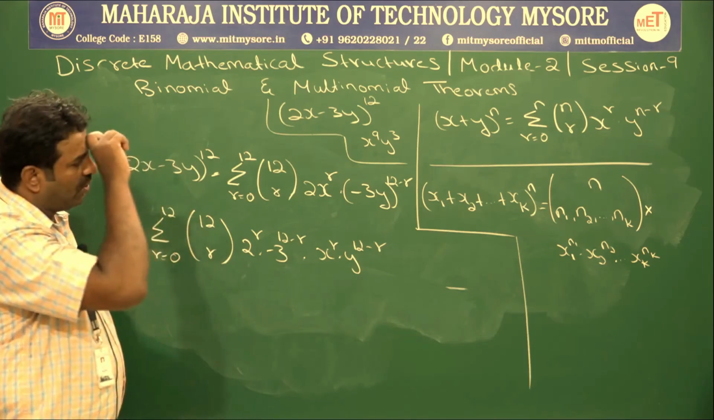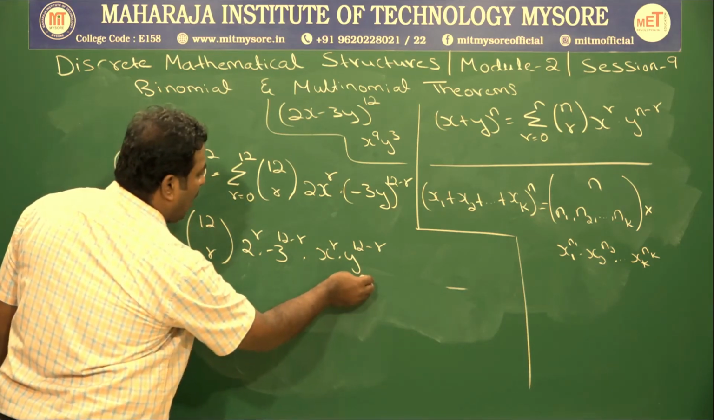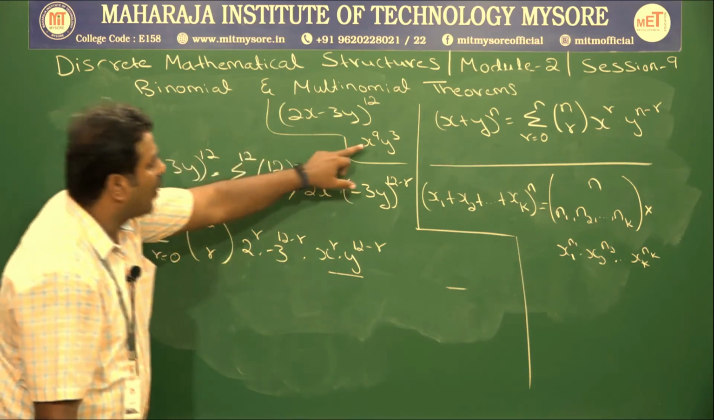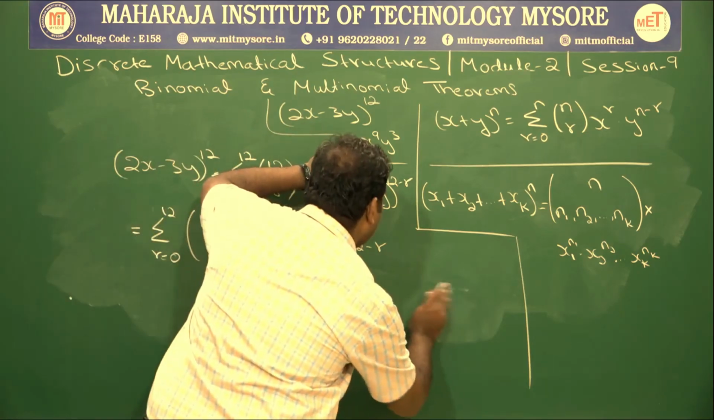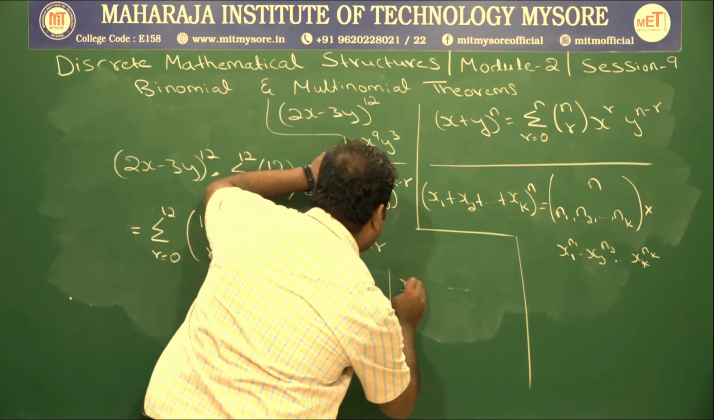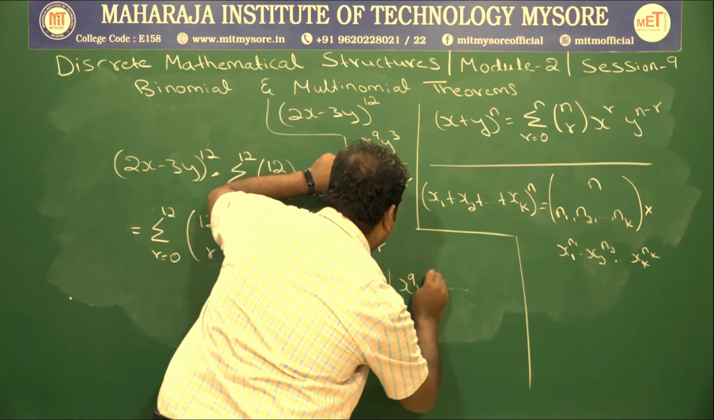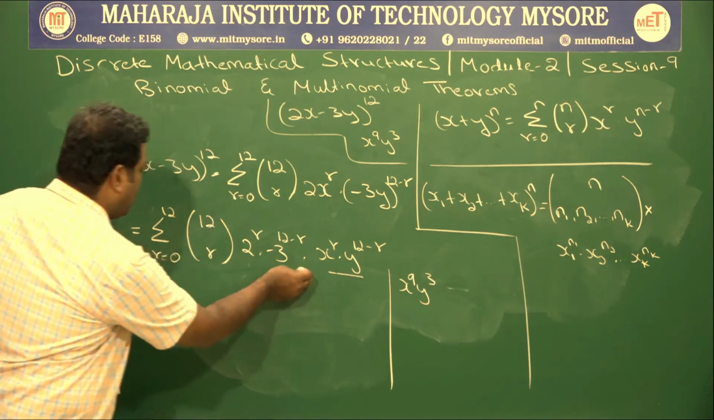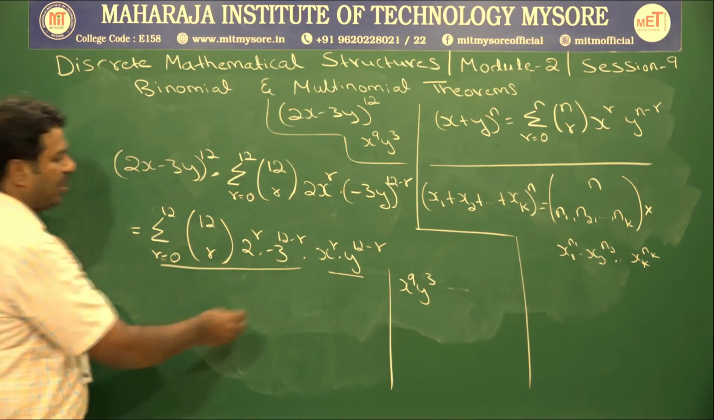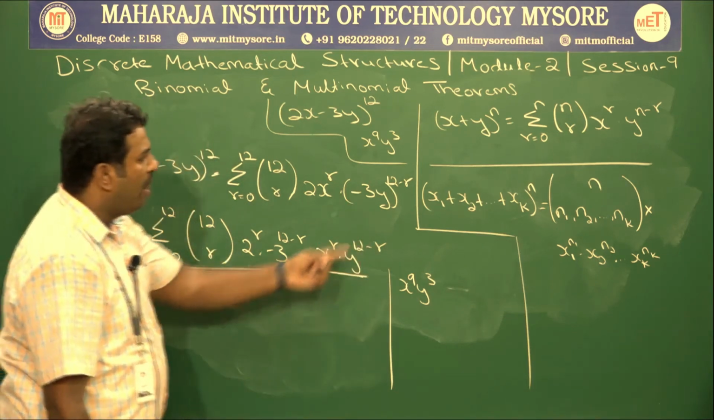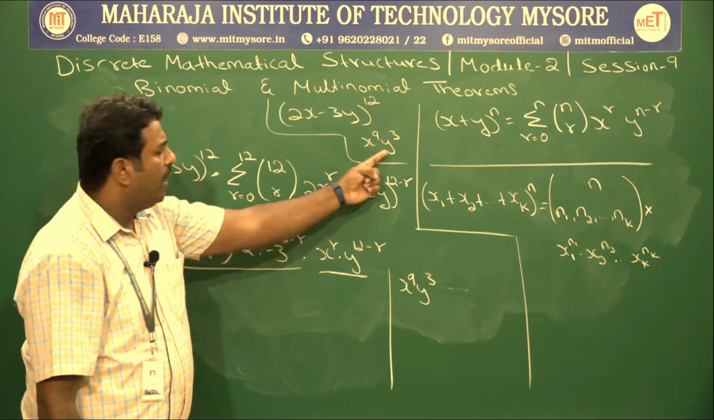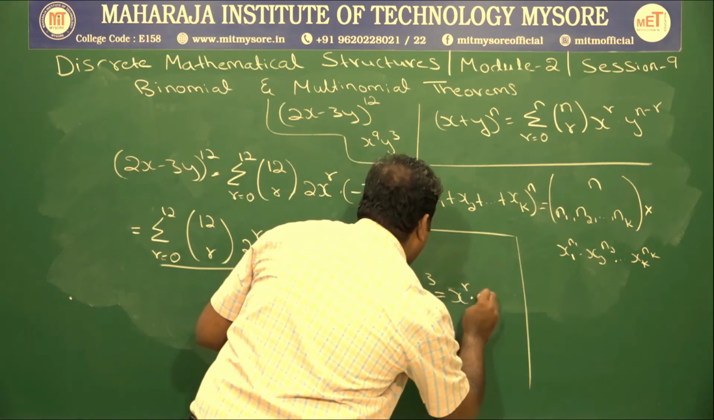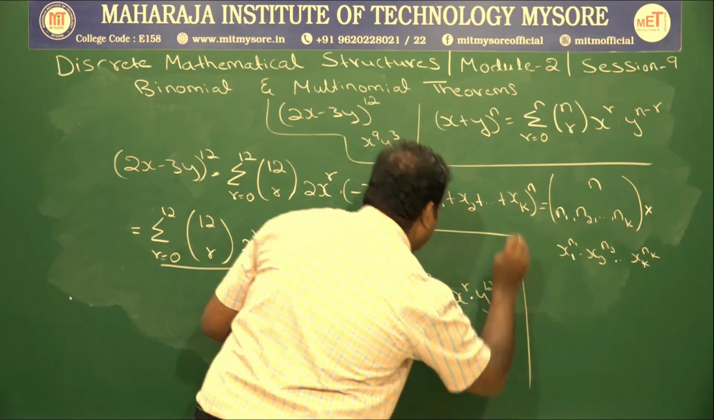Now just look at these factors. I am going to have x into y, which I can relate with the given component, as I am going to have x to the power of 9, y to the power of 3. So this is the factor whose coefficient I need to find. This entire thing is going to be my coefficient and this is going to be the factor. Now the given factor is x to the power of 9, y to the power of 3, which is equivalent to x to the power of r and y to the power of 12 minus r.